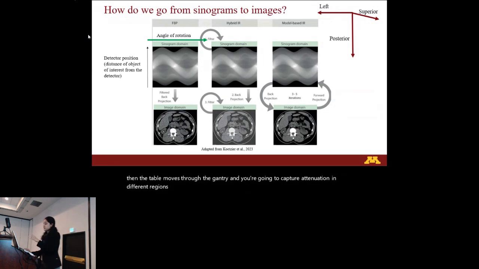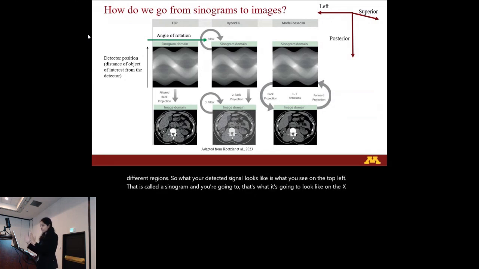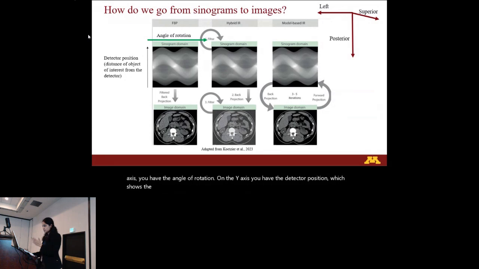So what your detected signal looks like is what you see on the top left. That is called a sinogram, and that's what it's going to look like. On the x-axis, you have the angle of rotation. On the y-axis, you have the detector position, which shows the distance of the object of interest from the detector.